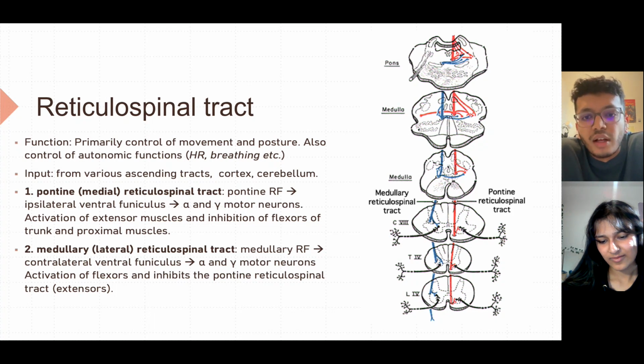And it synapses at your alpha and gamma motor neurons, so your anterior horn of the spinal cord. It synapses with the motor neurons of your extensor muscles, and it inhibits the flexors of your trunk and proximal muscles. So the pontine tract is more for extension, and the medullary, which starts from the medullary reticular formation, moves contralateral, so it crosses. And the same thing, alpha motor neurons, but in this case, it activates your flexor muscles and inhibits the extensors. So basically, it inhibits the pontine reticulospinal tract.